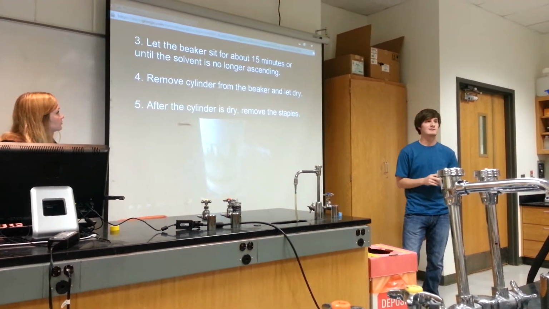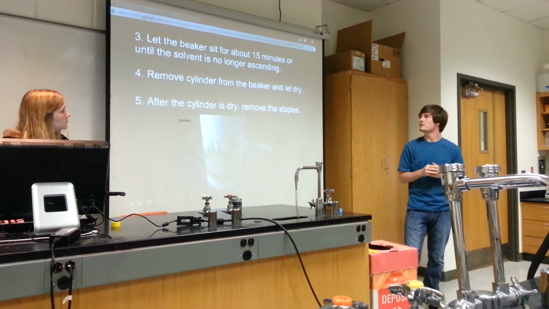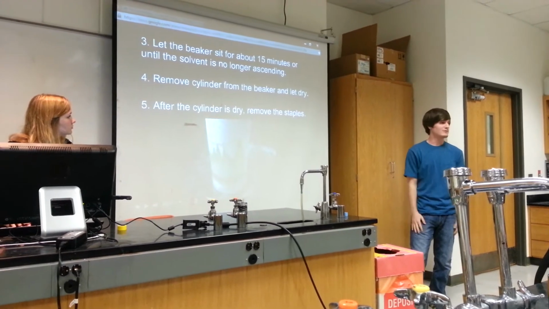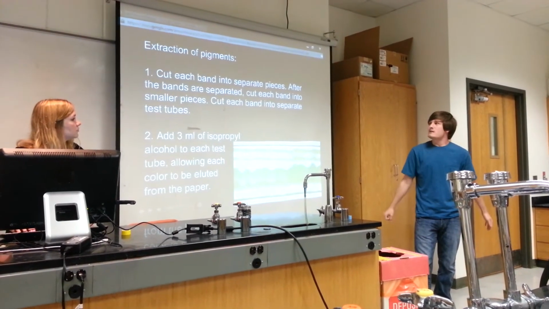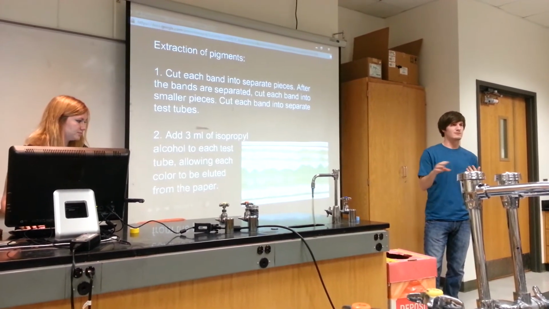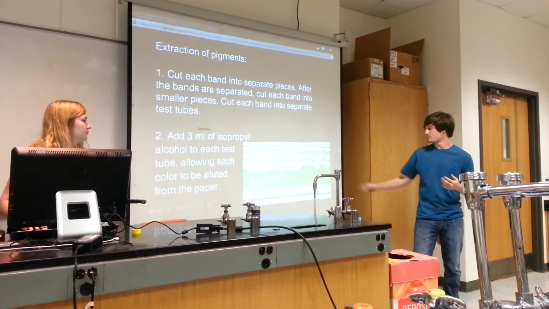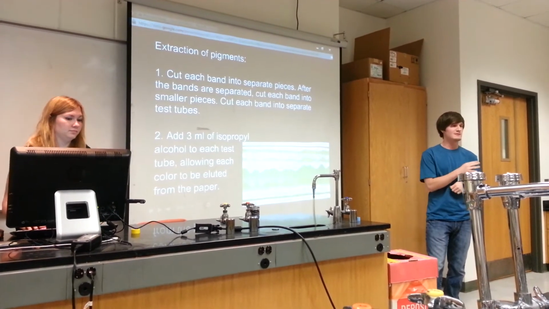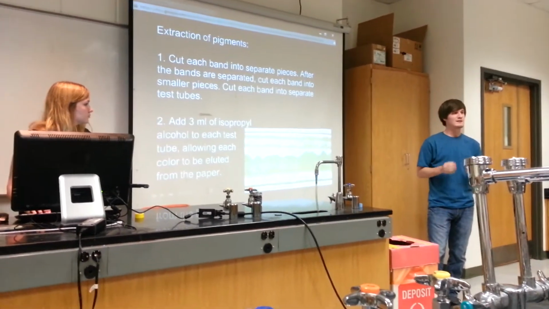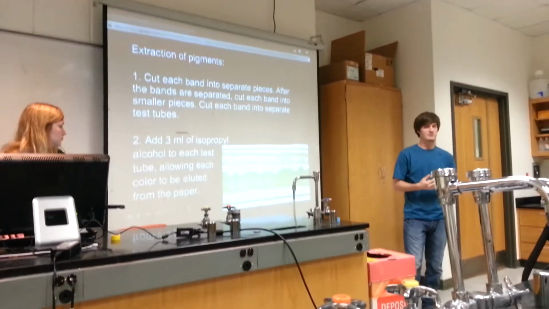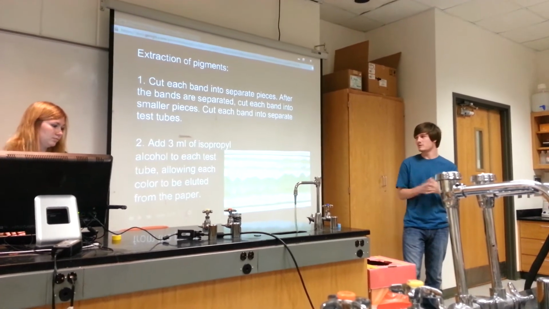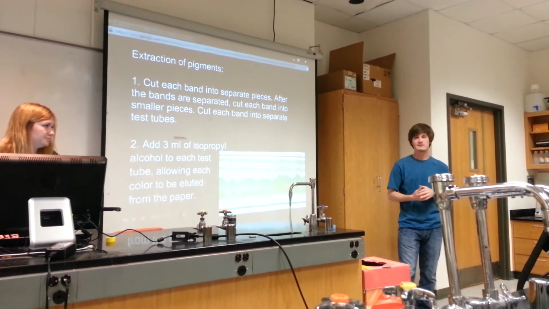Then you just let it sit there until it's done ascending, or wait for 15 minutes. Then you take the cylinder out, let it dry, and remove the staple. Then you have to actually extract the pigment. When it's done and dried, there's going to be a bunch of different bands, but we use 3 of them. You cut each of those bands into smaller pieces and put them into 3 separate test tubes. In those test tubes, you have 3 milliliters of isopropyl alcohol, which will help extract the pigments.